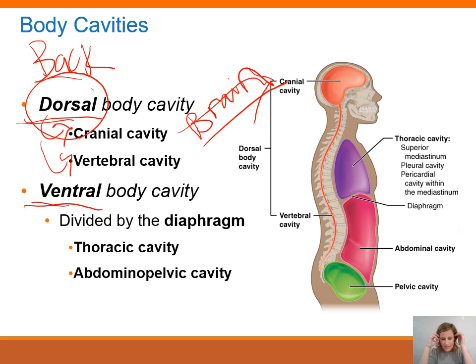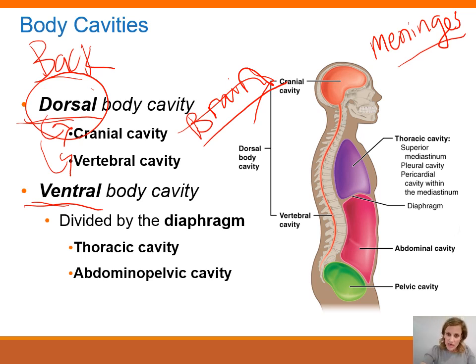Now, the membranes that surround the brain are a little bit different than the other membranes. The membranes that surround the brain are called the meninges. And we'll talk about those a lot more at the very end of the semester when we talk about the brain. But the meninges are the membranes that surround the brain, specifically the cranial meninges.